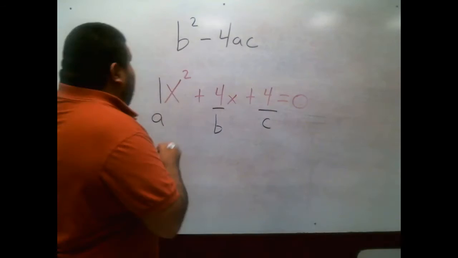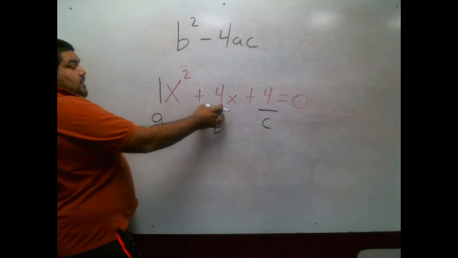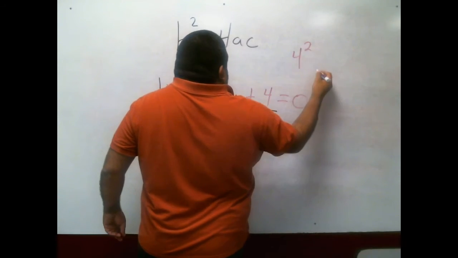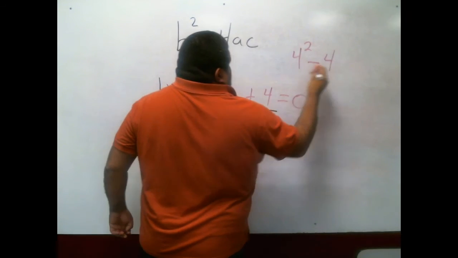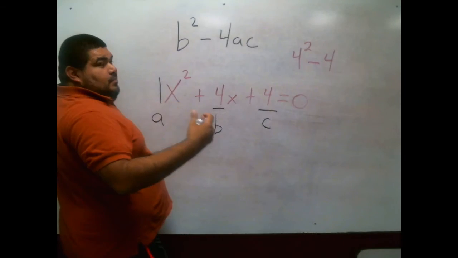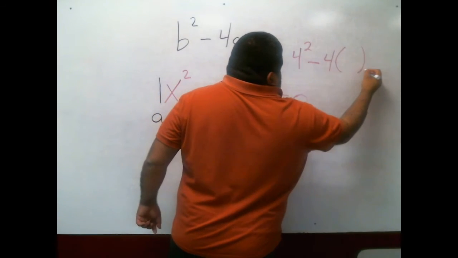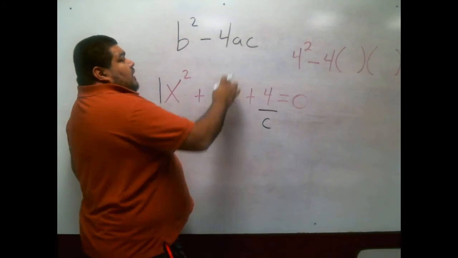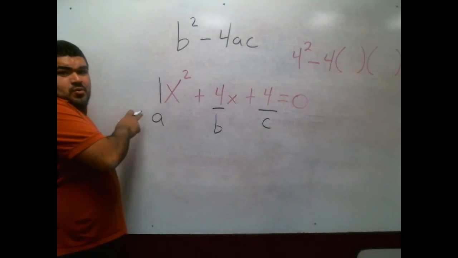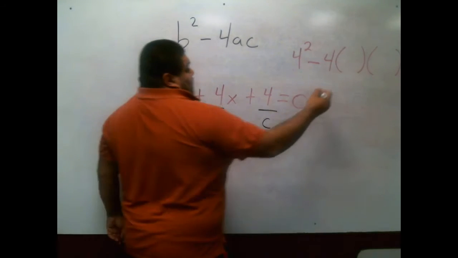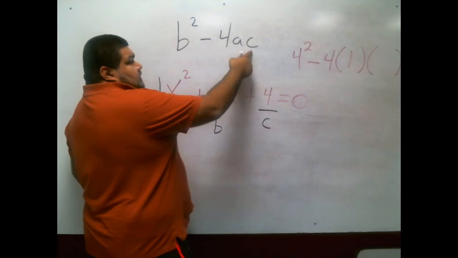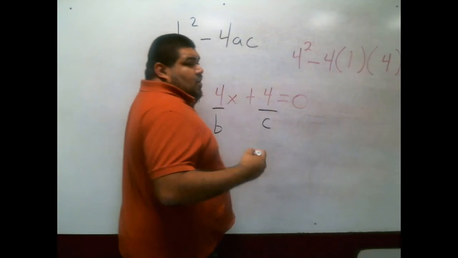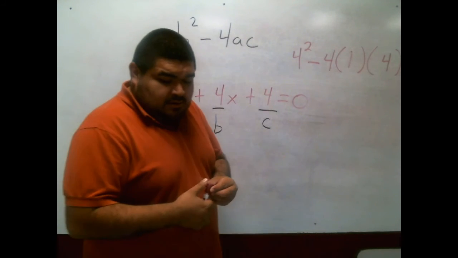So we have b squared, which in this case b is positive 4. So we say 4 squared minus 4, because that doesn't change. The 4 stays the same. Then two sets of parentheses, because we have one for a and one for c. A in this case is 1, because remember there's a 1, and then our c is 4. So that's all we're going to solve for right now.